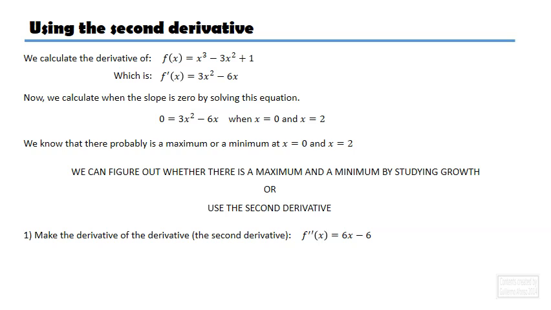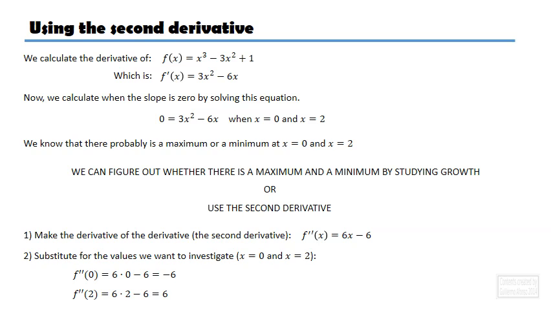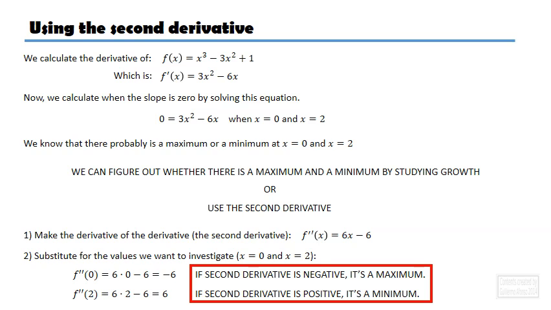Now I substitute the values 0 and 2 in the second derivative, and this is what I'm going to get. For the second derivative substituting x equals 0, I get minus 6. For the second derivative substituting x equals 2, I get 6. If I get a negative number, it means that I have a maximum. If I get a positive number, it means that I have a minimum point. So that's how I can use the second derivative to figure out whether points are maximum or minimum. It's a very interesting method, very useful on many occasions.